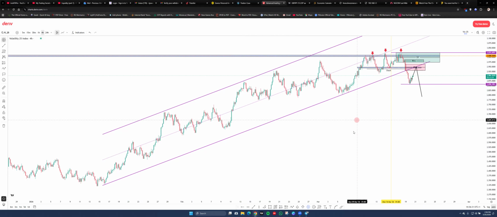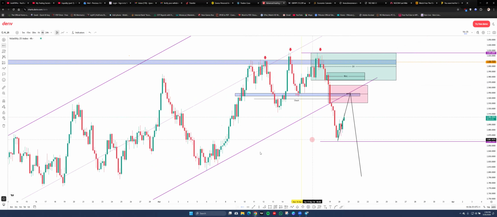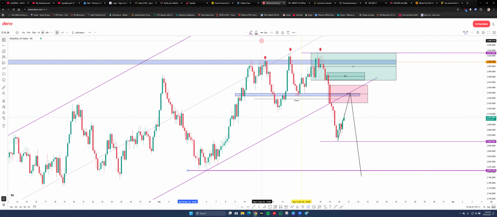Yeah, my TP will be here. Exactly this point. Let me make it more bold. So yeah, my TP is going to be somewhere here. So all the way from here to here.